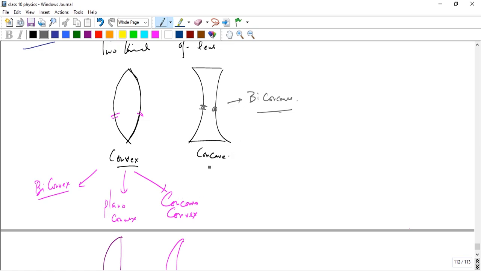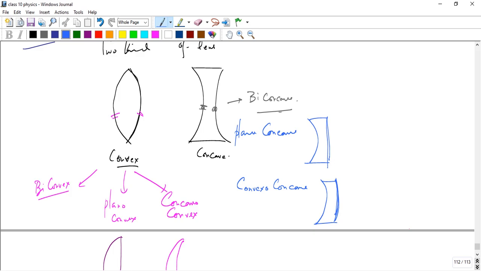Another is called plano-concave, like this. One side is plane, the other is curved. And the third is convexo-concave. One side is more curved than the other, but this is not a straight line. It is slightly curved.